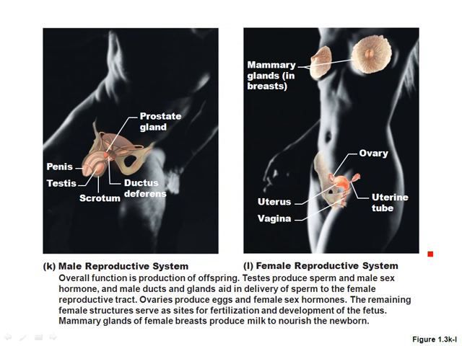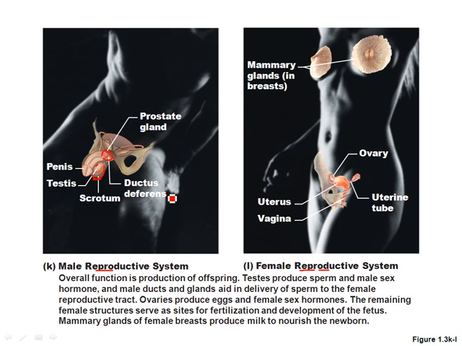And last but not least, we have the reproductive system. We have a male and a female, and hopefully you guys are a little familiar with this. In the male, it includes the penis, the testes, the scrotum, which is basically the sac around the testes, a prostate gland, and some ductwork that gets the sperm from the inside to the outside.